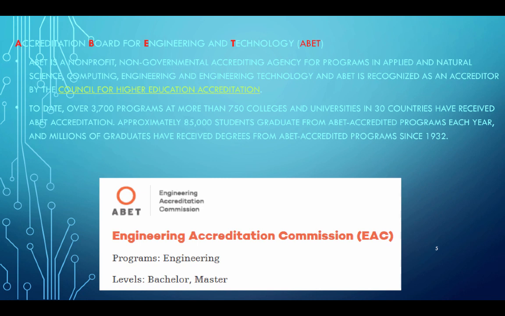By way of introduction, this department, as well as the College of Engineering here at Texas Tech, is accredited by the Engineering Accreditation Commission, which is part of ABET. ABET is Accreditation Board for Engineering and Technology. It's a nonprofit, non-governmental accrediting agency for programs in applied and natural sciences, computing, engineering, and engineering technology. It's recognized as an accreditor by the Council for Higher Education Accreditation. To date, 3,700 programs in the United States have received ABET accreditation, and in 30 countries, and probably 85,000 students a year graduate from an ABET accredited program, and millions of graduates have received degrees since 1932.